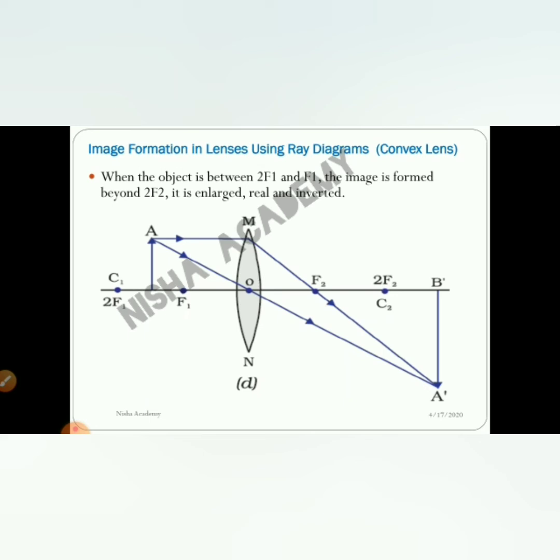So we can see that as we bring the object nearer to the lens, the image goes away from the lens. Also you can check that the size of the image is larger than the object. So here you can see that the image is enlarged. It is real and inverted. Here A dash B dash indicates the image of the object AB.